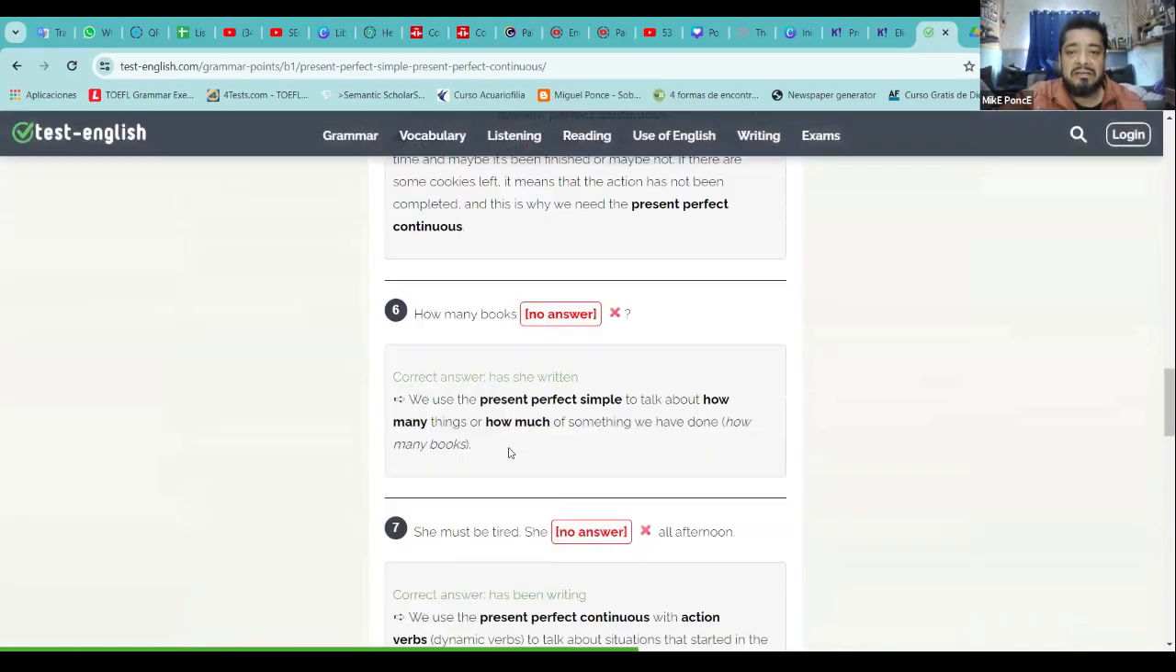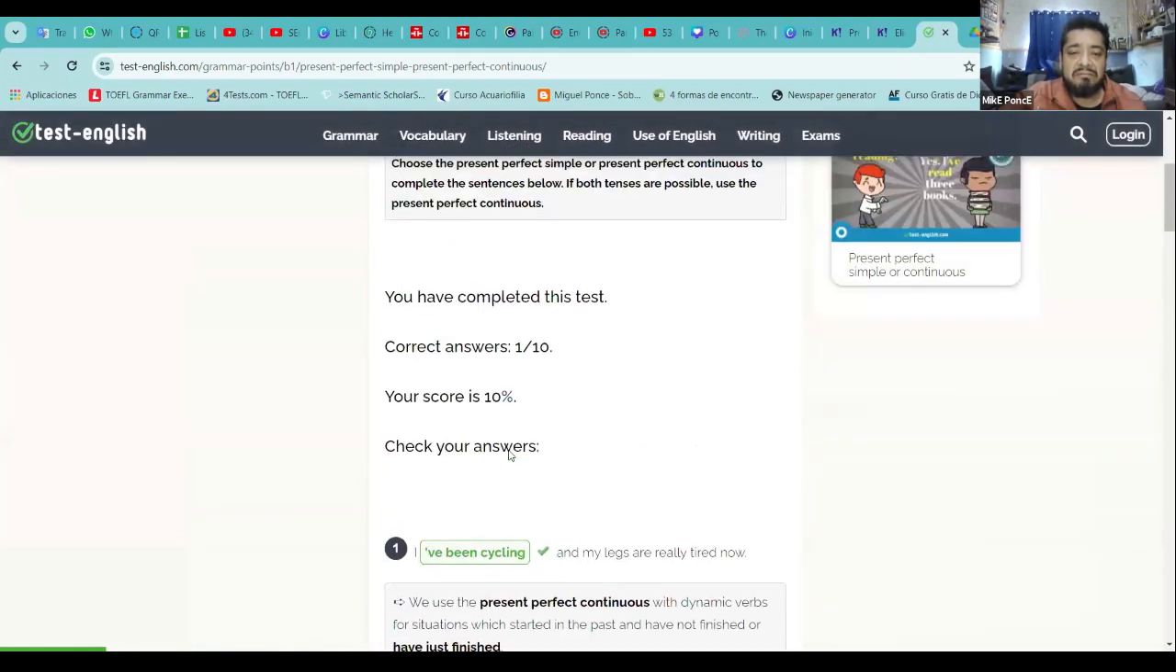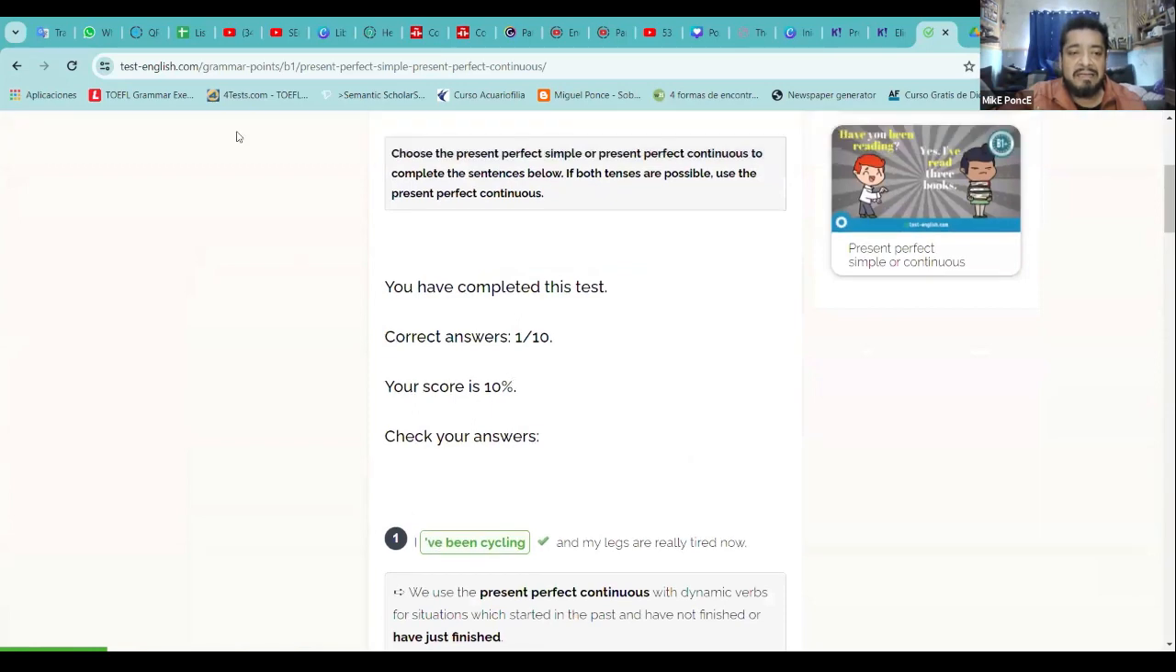So this is the moment in which you can pause the video and answer the exercise. Yes? Once you've finished the exercise, you've taken the screenshot and sent it to your teacher, you can come back to the video and we can check the answers together. Yeah? So go and answer the exercise, please.